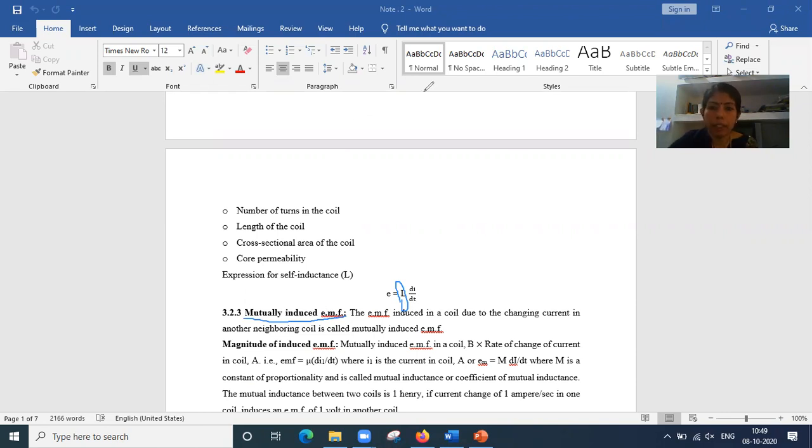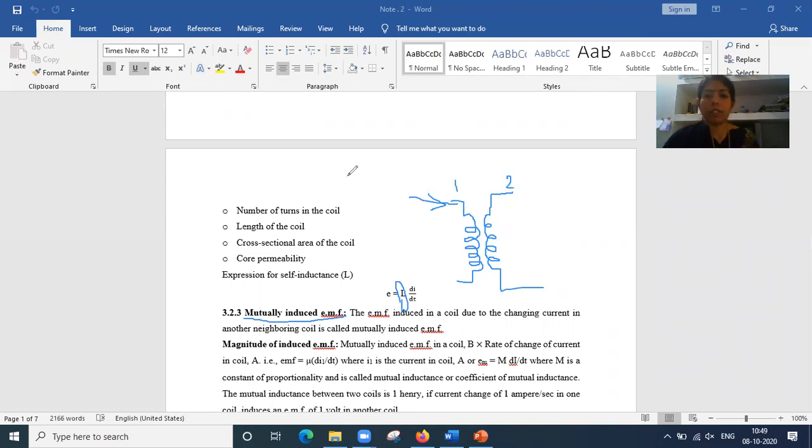I will explain it with a diagram. Just assume there are two coils, one coil placed near to another coil, but they are not in physical contact with each other. Now we apply an alternating current to the first coil.